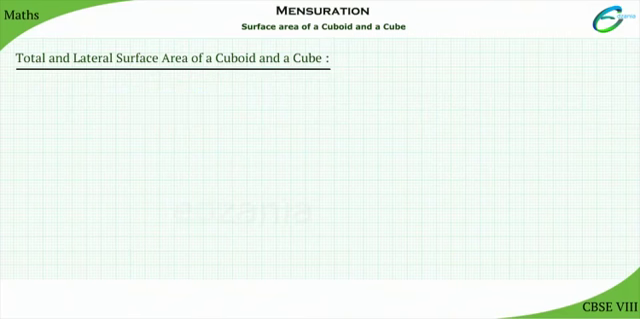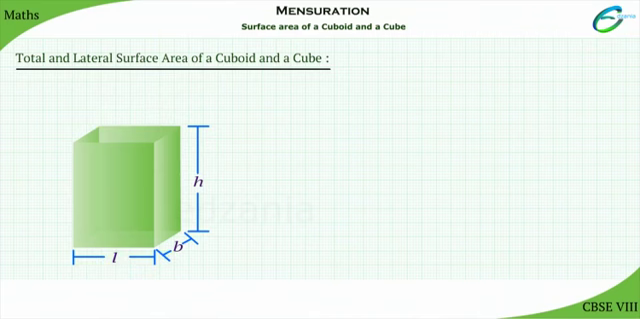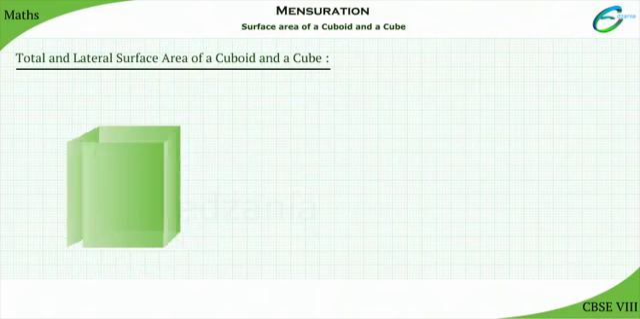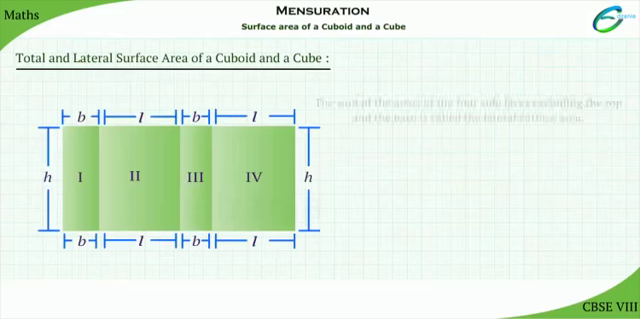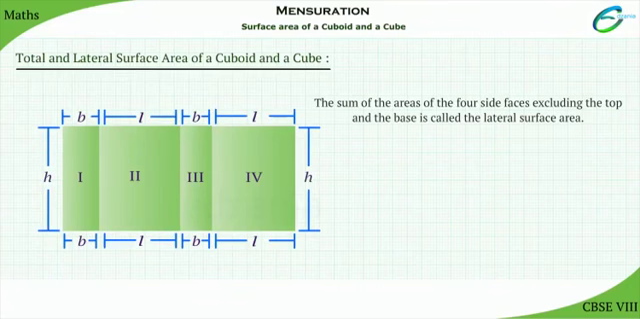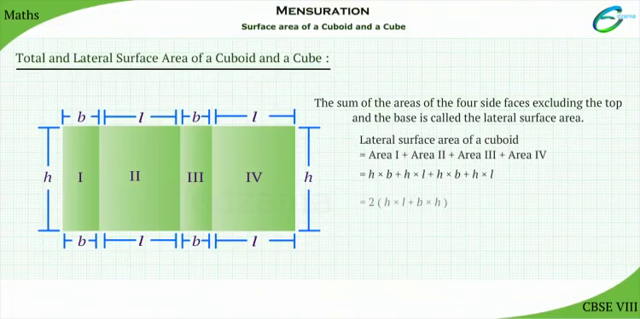Next, suppose we remove the base and the top of the box. What will be the area of the remaining portion of the box? To find this out, we need to add the areas of the 4 side faces excluding the top and the base. This area is known as the lateral surface area. Thus, the lateral surface area of the box is equal to 2 times the height multiplied to the sum of the length and breadth.